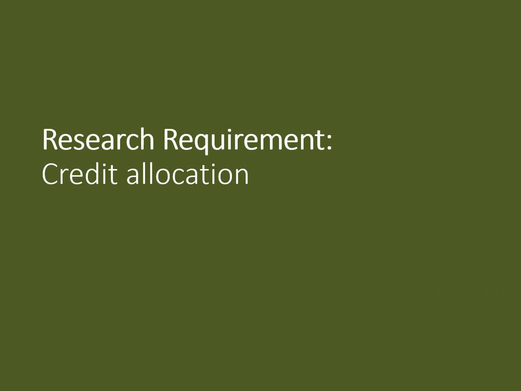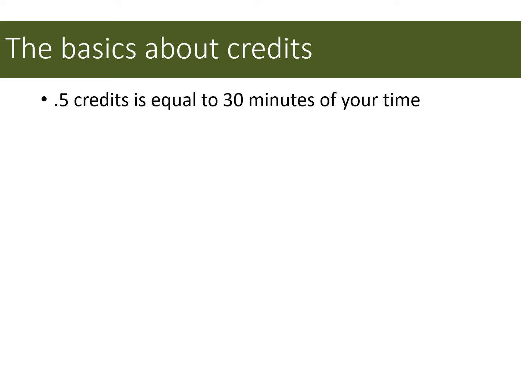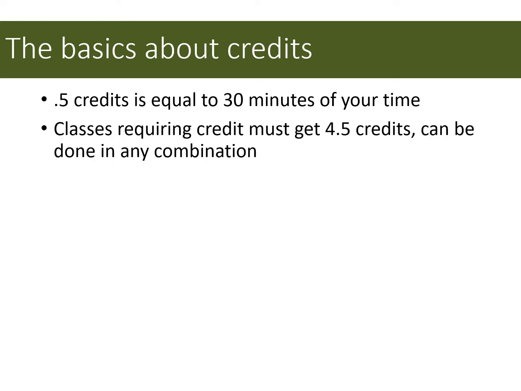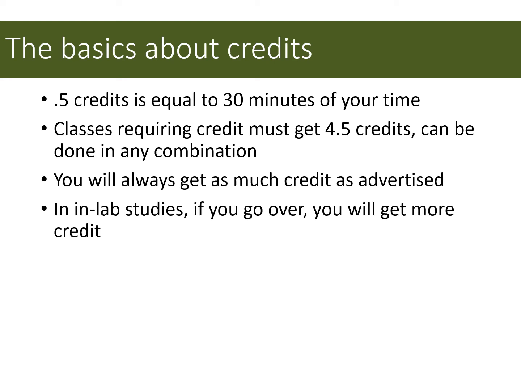Next, we're going to talk about the credit allocation process. Some of this should be a review by now, but the basics about credits include that for every 30 minutes of participation, you get 0.5 credits. Classes requiring credit require 4.5 credits, and this can be done in any combination of studies. You will always get as much credit as advertised. So if a study is expected to take 30 minutes and you're supposed to get 0.5 credits and it only takes you 25, you still get the 0.5 credits.